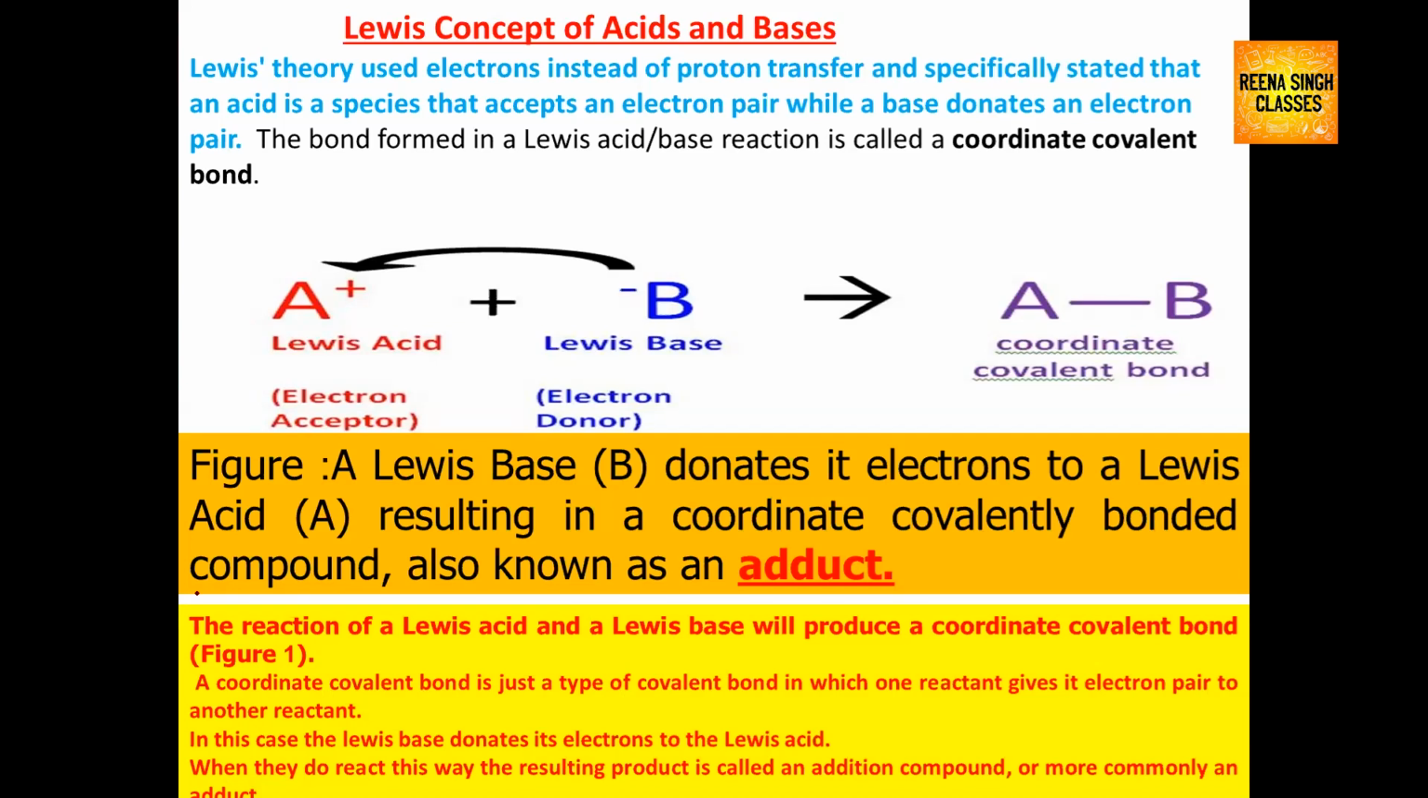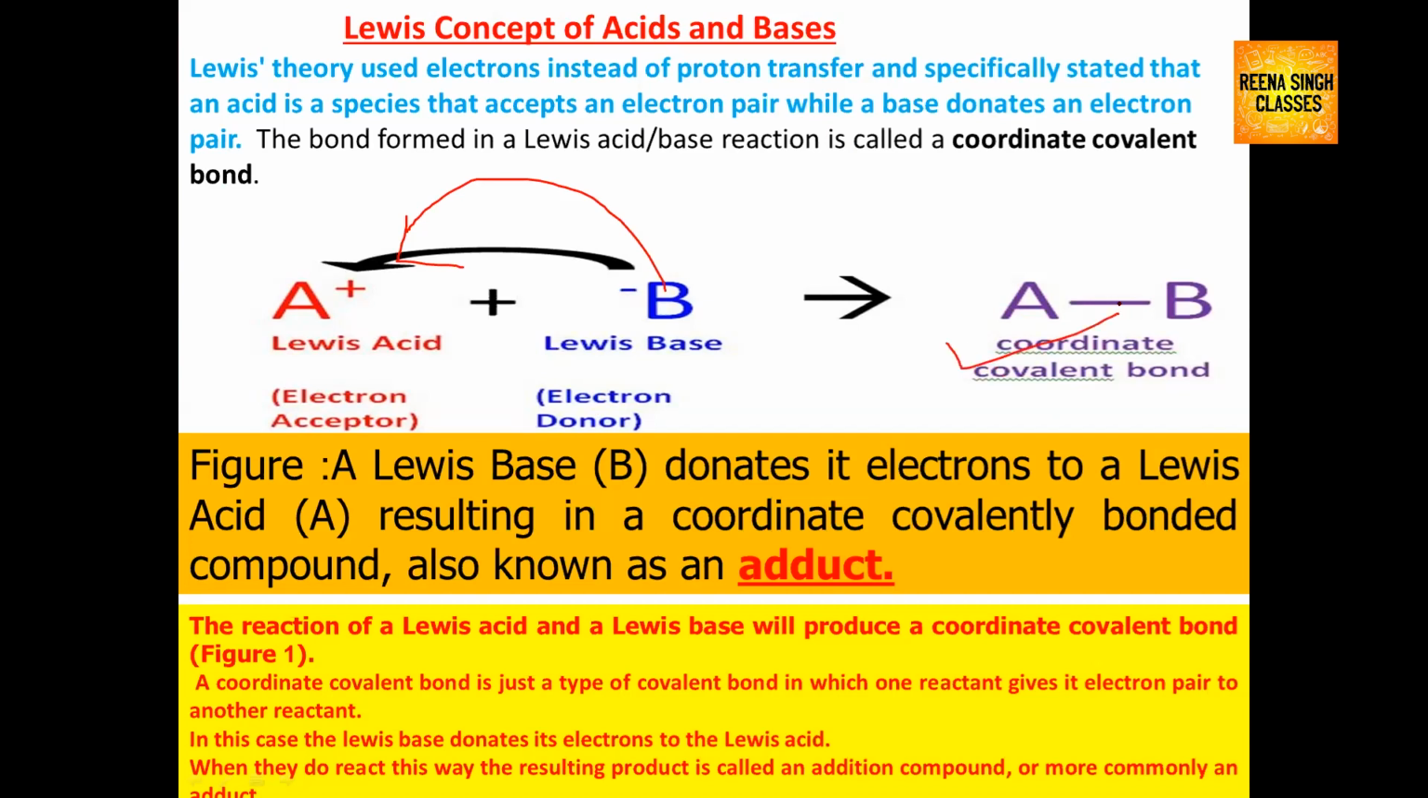So the Lewis base donates its electrons, and the Lewis acid accepts the electrons. Accepting means taking in and donation means giving. It forms a new compound. That new compound is known as an adduct. And in this, there is a formation of a coordinate covalent bond.